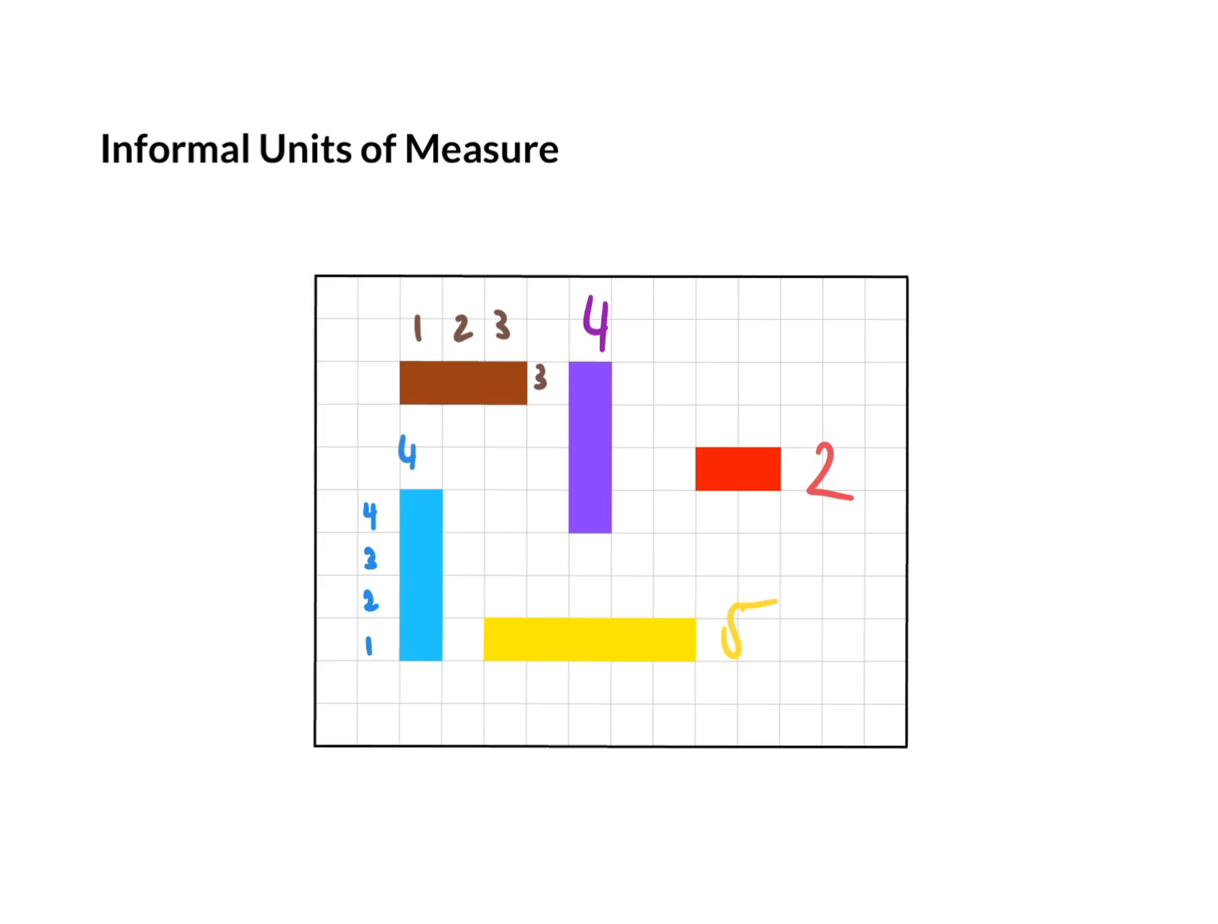We can use informal units like a paperclip, like a pencil, like a book, to measure the length of objects. In this video, we have used a grid overlay to measure the length of lines.